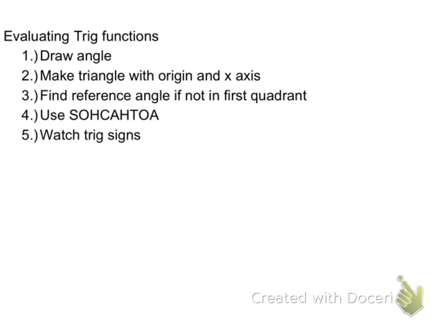So, how do I evaluate trig functions? I've got 5 steps, give or take. The first one is you've got to draw the angle we're talking about. So if I had an angle of 100 and some degrees, I'm just using this for example. Then it says make a triangle with the origin and the x-axis. It kind of goes back to our days of polar to rectangular and rectangular to polar coordinate conversion. That same triangle is there, where theta, the one at the origin, is the reference angle.